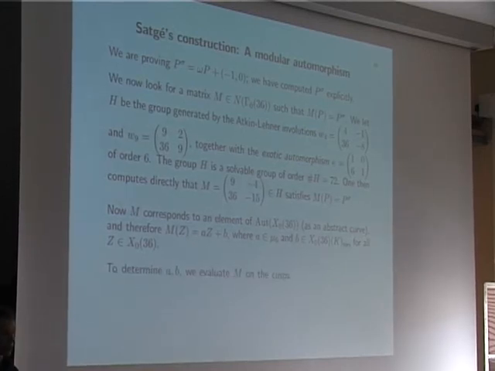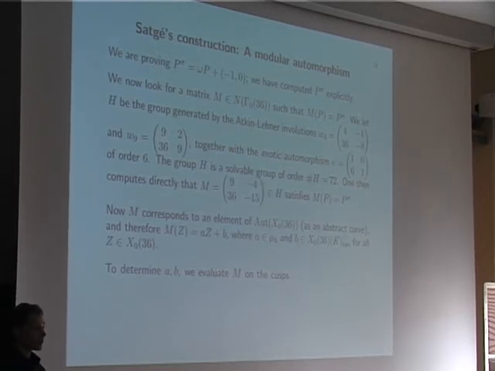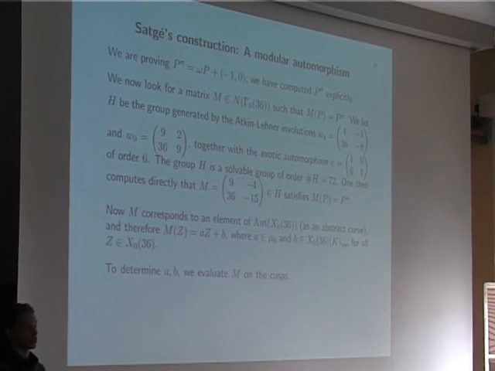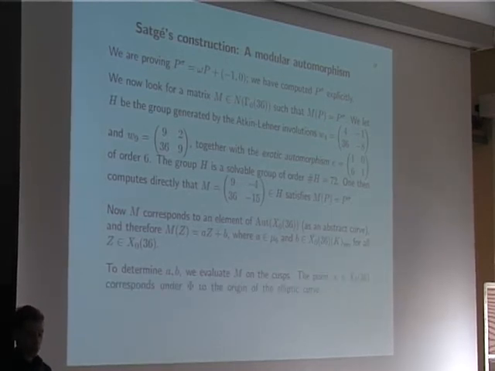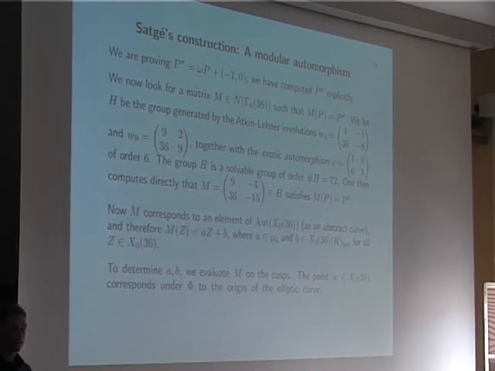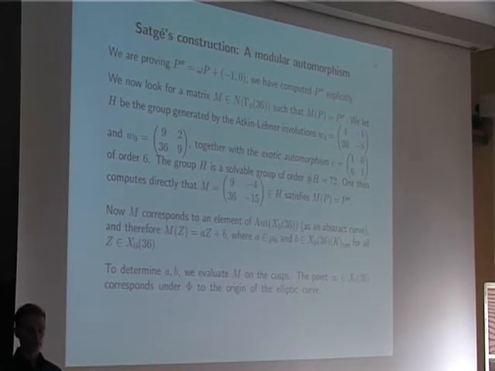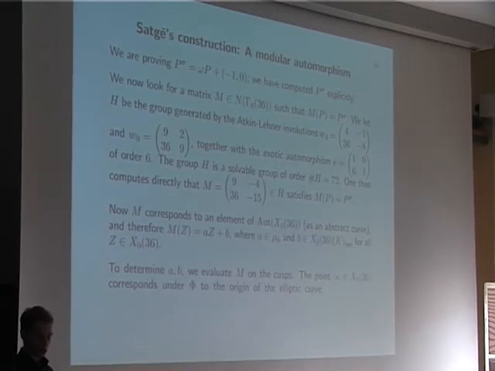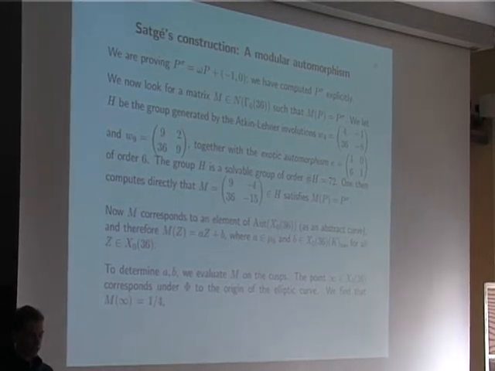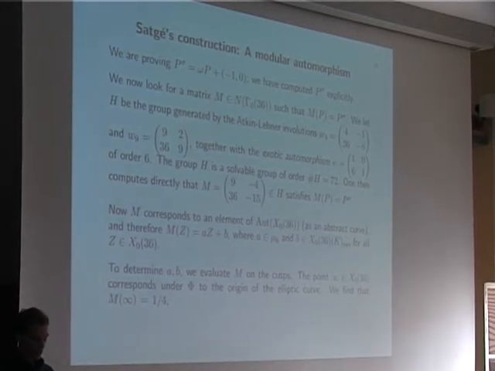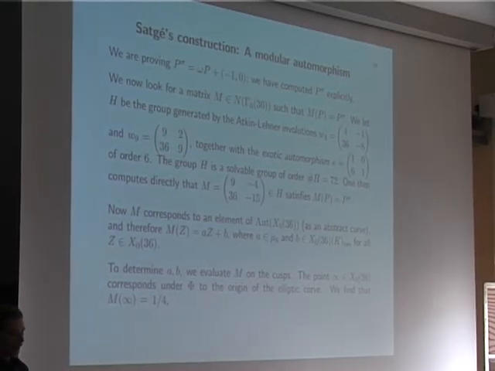So how can we figure out what M of z actually is? Well, we have to determine what the A and the B are. And we can do that by looking at how it acts on the cusps of X_0(36). So we're left to do just one more computation. We have the point infinity on X_0(36), and under our choice of a modular parameterization, it turns out to be the origin of the elliptic curve. All right, so you can plug infinity into this matrix M, and if you do that, it would be (9 times infinity minus 4) over (36 times infinity minus 15), which is 1/4.